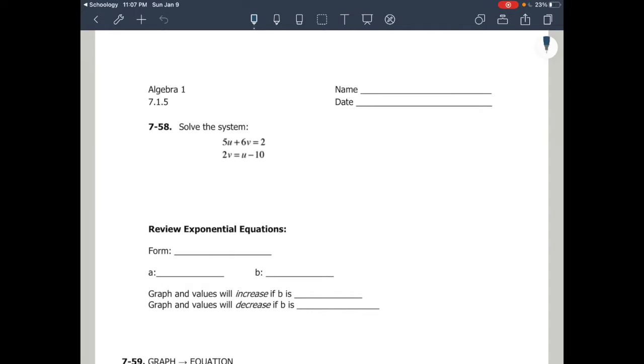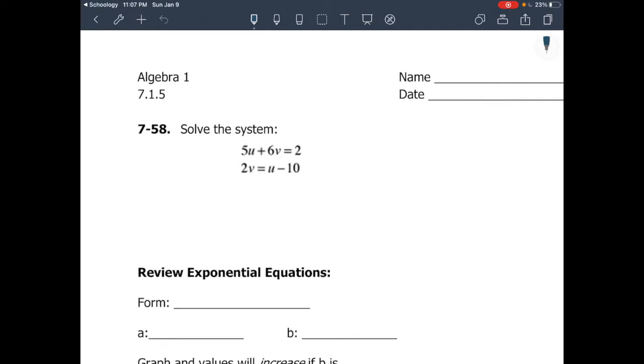Looking at 715, the first question is a review question. It says solve the system. Currently it is not set up for substitution, elimination, or equal values, but since we have a u by itself with nothing in front of it, I'm going to try substitution by moving this 10 to the other side. Then I get u equals 2v plus 10. Now I can take this 2v plus 10 and plug it in for u into the first equation.